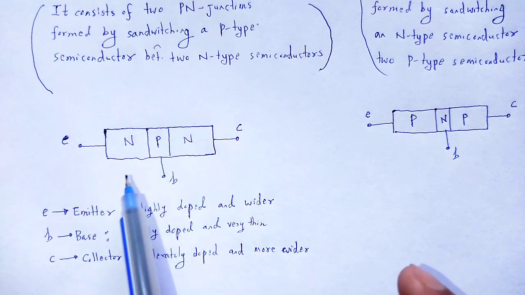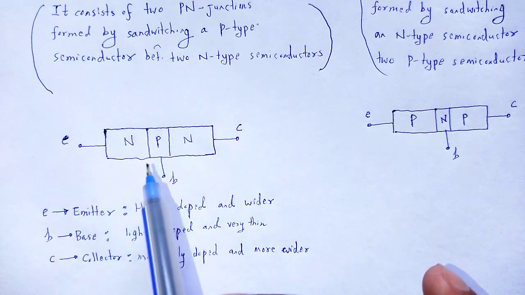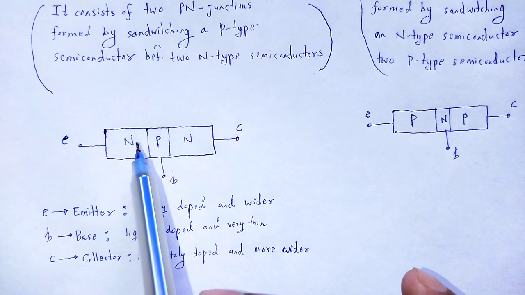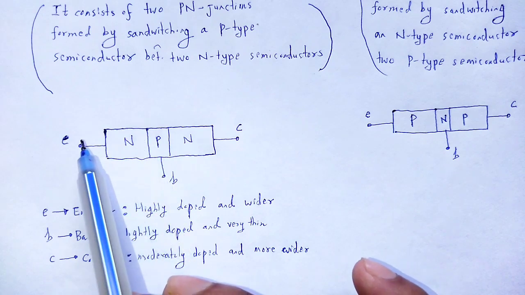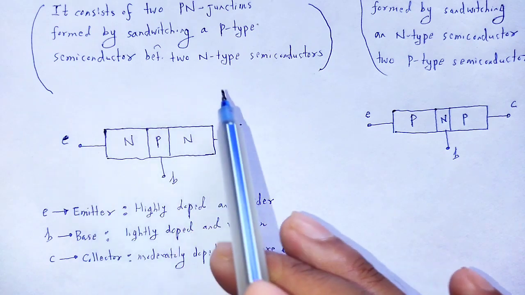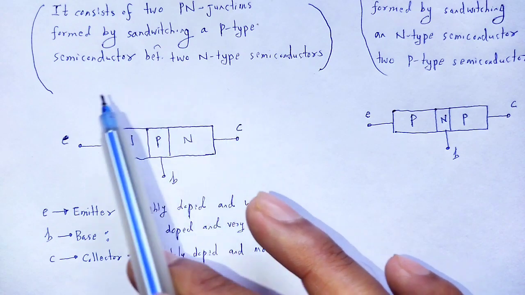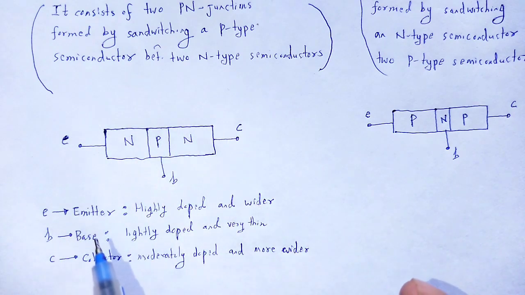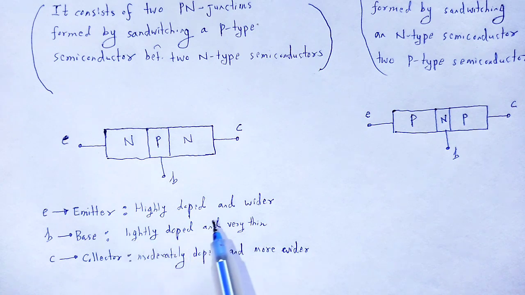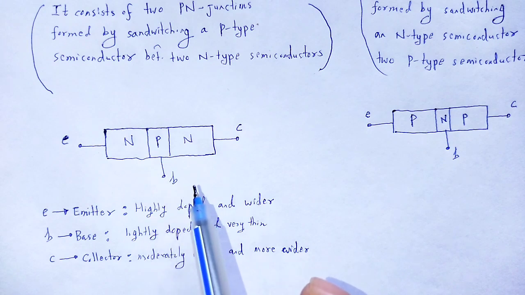For that reason, we can't interchange the emitter as collector or the collector as emitter, because their construction is based upon doping concentration as well as thickness.